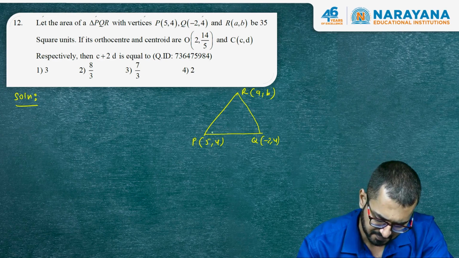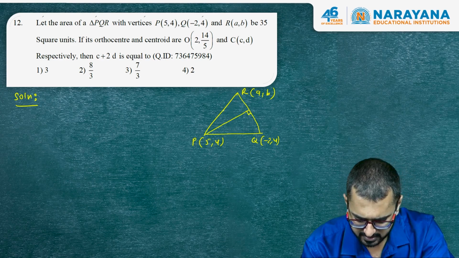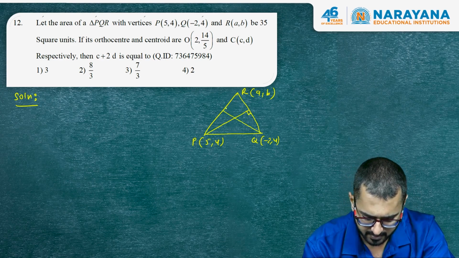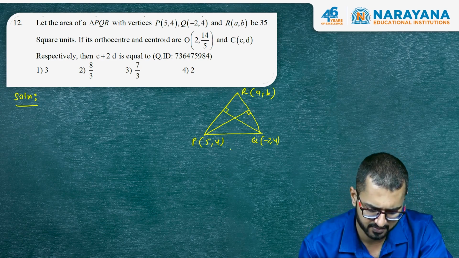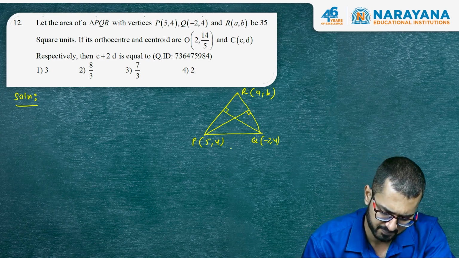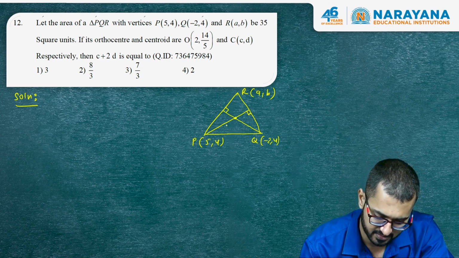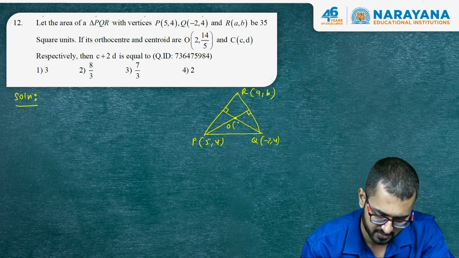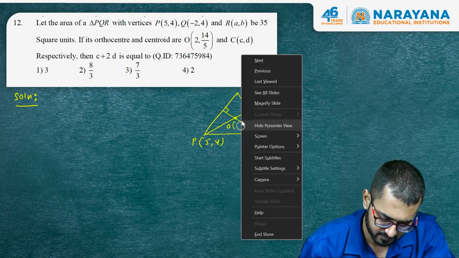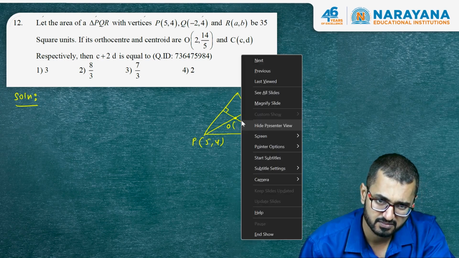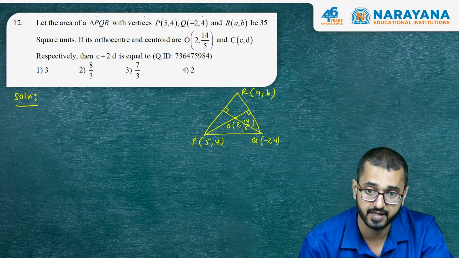So we'll just drop the perpendiculars here, and we'll drop the perpendiculars here. Any two sides you can take, that's perfectly fine. Even if you take PQ and then find a, b, perfectly fine, no problem. I'm taking these two, you can take any depending upon your convenience. So I will call it O, the already given orthocenter. It's 2, 14 by 5, sorry. Two, 14 over 5 we have.